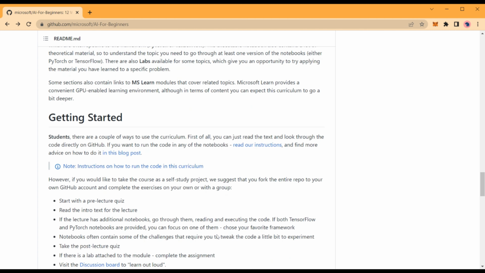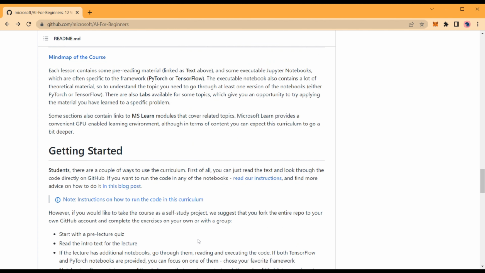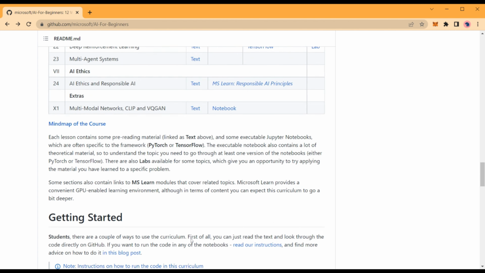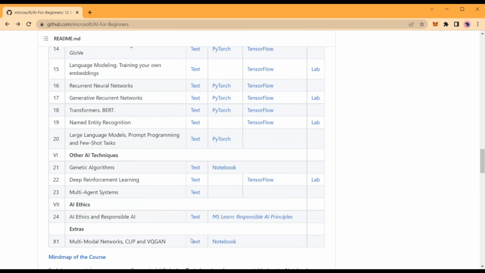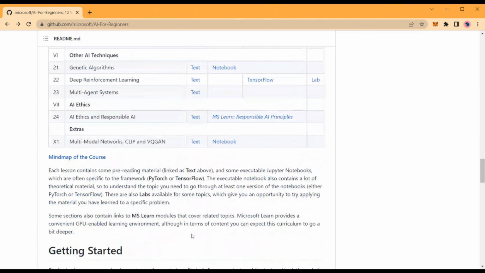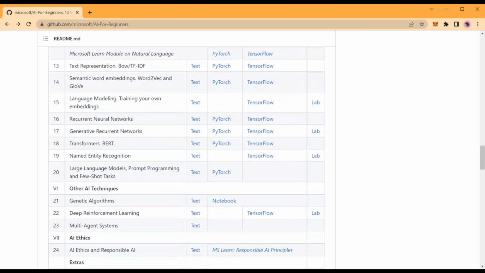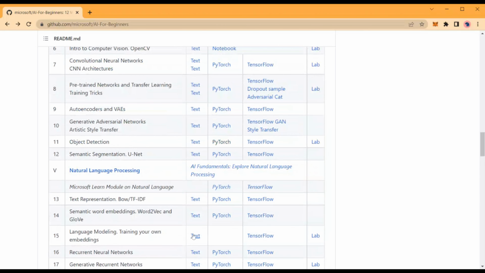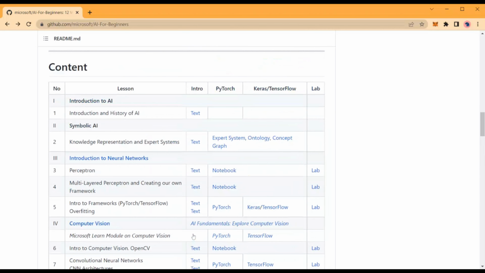Okay, and that's all about this course by Microsoft. It's a full-packed 12-week course, and you should follow this course to practice AI or learn about AI, right?